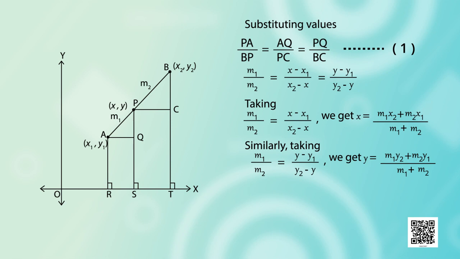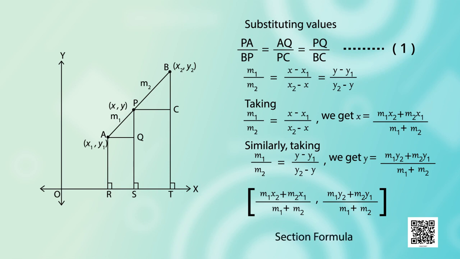So we have got the coordinates of the point P(x, y), which divides AB in the ratio of m1:m2, and all these coordinates are in terms of the coordinates of A and B and the ratio in which the point P is dividing AB. So what are the coordinates? m1 x2 plus m2 x1 upon m1 plus m2 and m1 y2 plus m2 y1 upon m1 plus m2. And children, this formula is known as section formula.